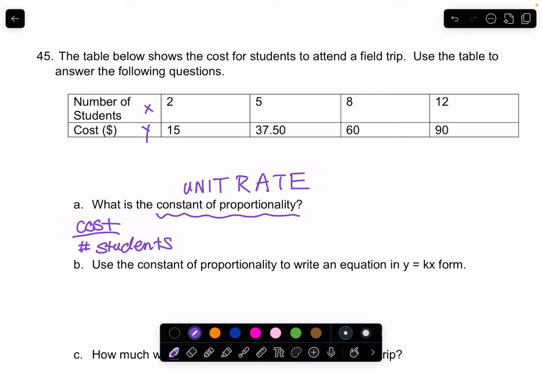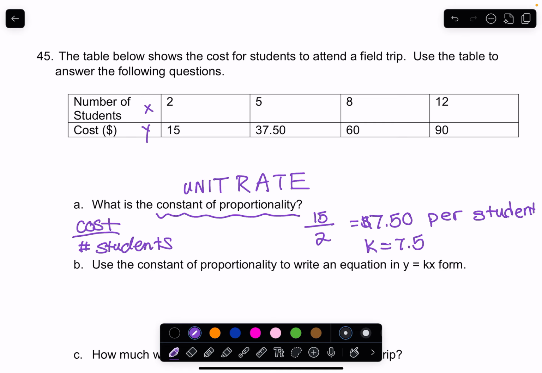But the most common thing is to replace these with X and Y, and then you're always doing Y on top, X on the bottom. But then it just becomes the same thing as speed. You're doing 15 divided by 2, which gives me 7.5. So that's $7.50 per student. So our constant of proportionality, K, is equal to 7.5.